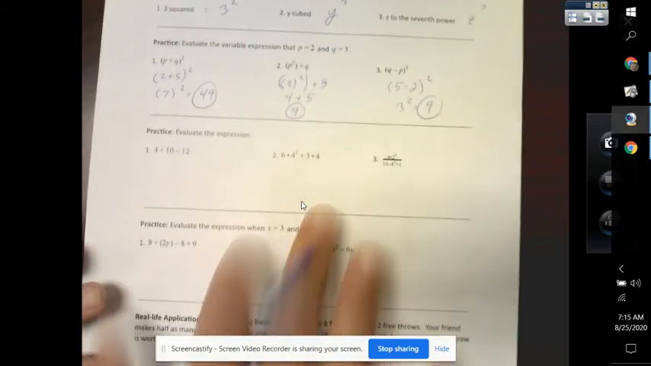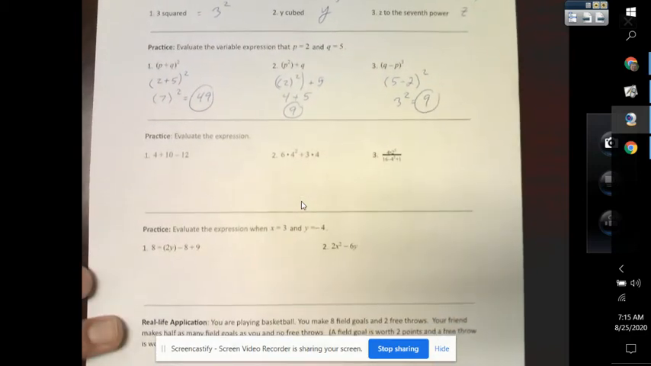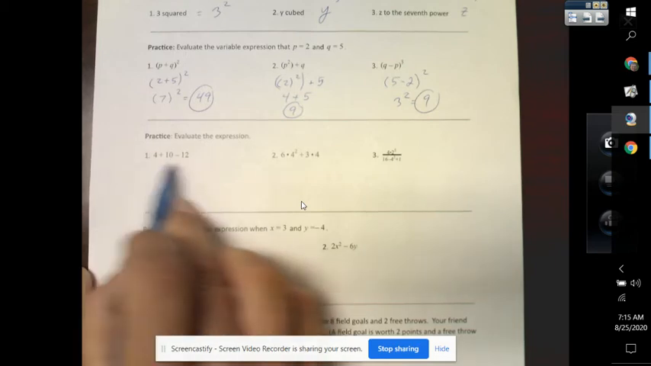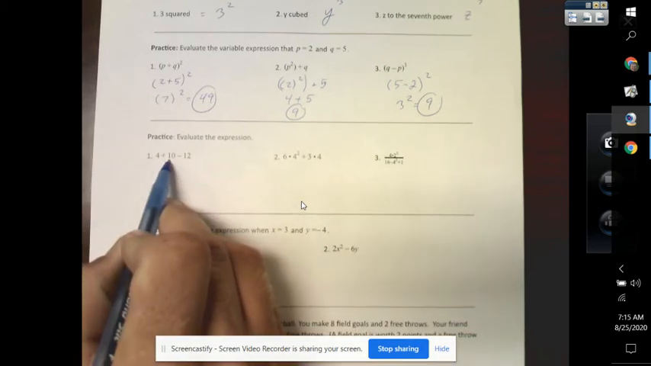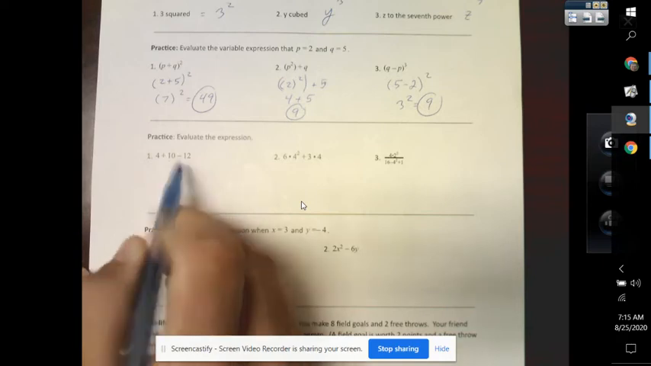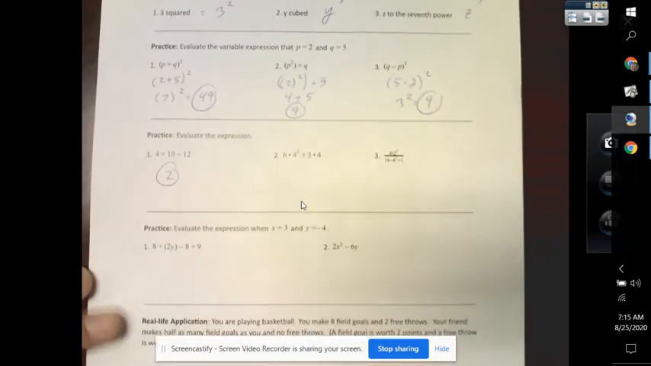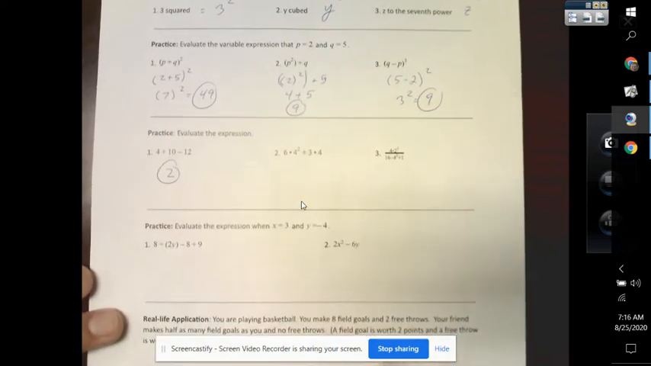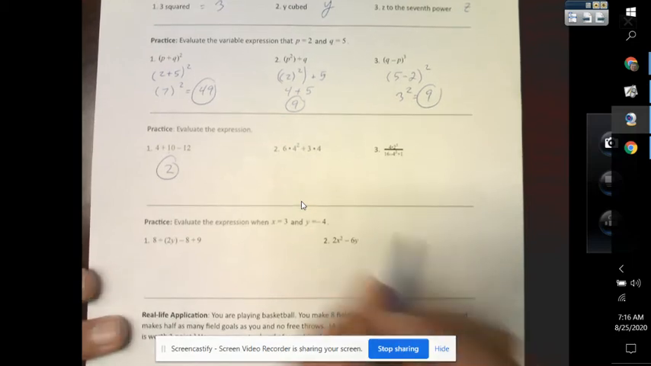A few extra practice here. All right. 4 plus 10 minus 12. We can work left to right because it's all addition and subtraction. 4 plus 10, 14 minus 12, 2. I know you have calculators. I want to encourage you guys to do as much mental math as possible. It helps you in the long run.